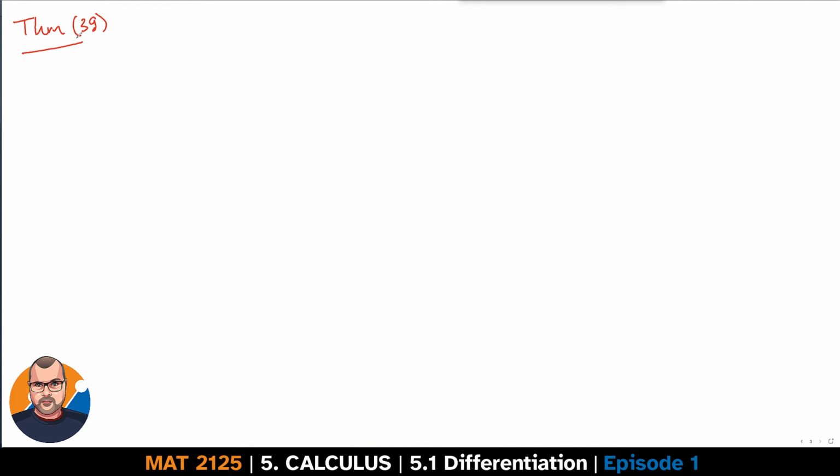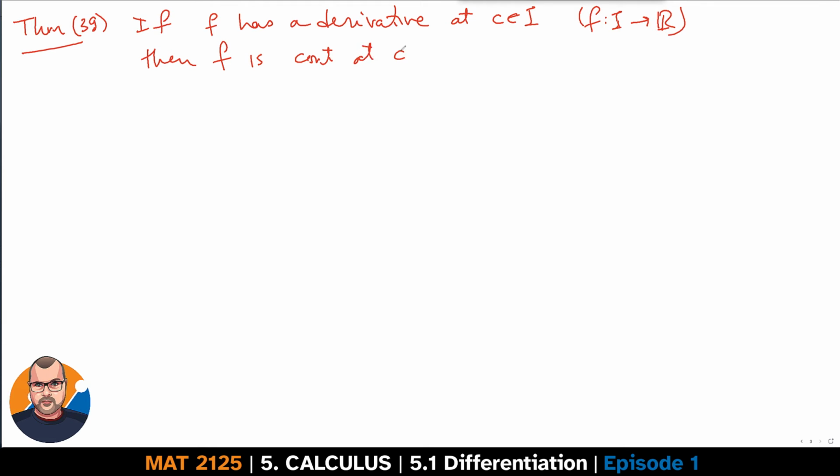Here's theorem 39. Let's say that f has a derivative at c over some interval I, which means here that f is a function from I to R. Then f is continuous at c automatically. It doesn't matter what else is happening to f. If f prime at c exists, then f is continuous at c. But the converse isn't necessarily true. If f is continuous at c, f prime at c does not necessarily exist.